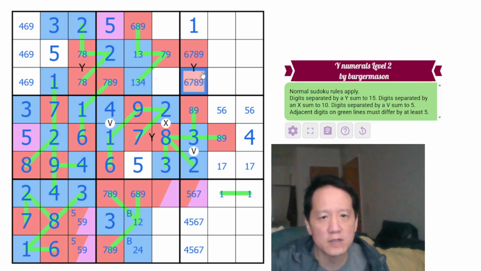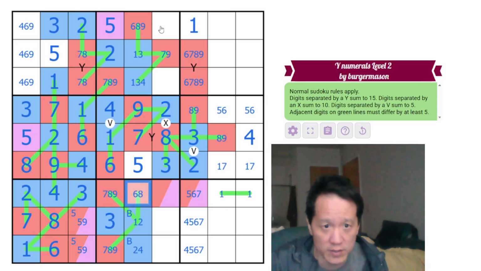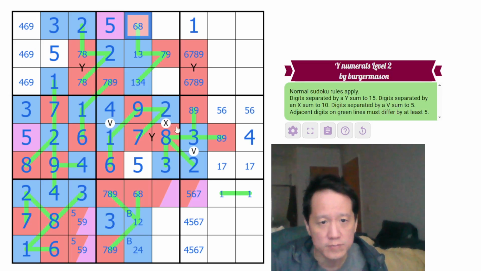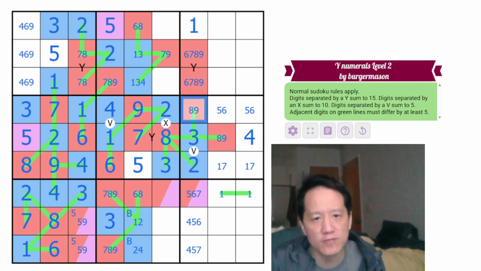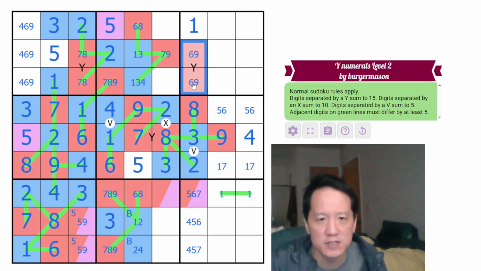What else do we have? This can no longer be 9. This can no longer be 9. This can't be 7, and this can't be 6. Okay, this can't be 9, therefore this is 8, which makes that 9. This cannot be a 7-8 pair, so it must be 6 and 9 here. So the rest of the column cannot have 6 or a 9 because of the 6-9 pair here.